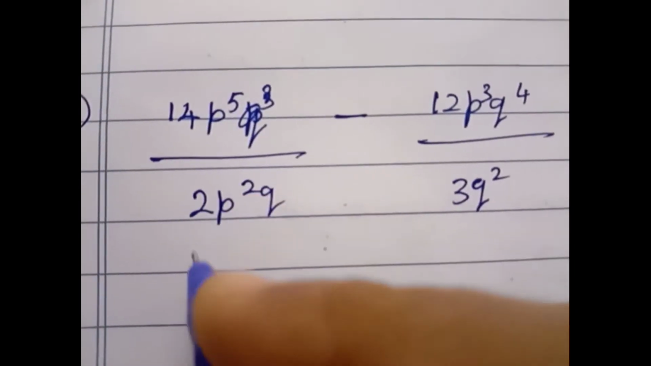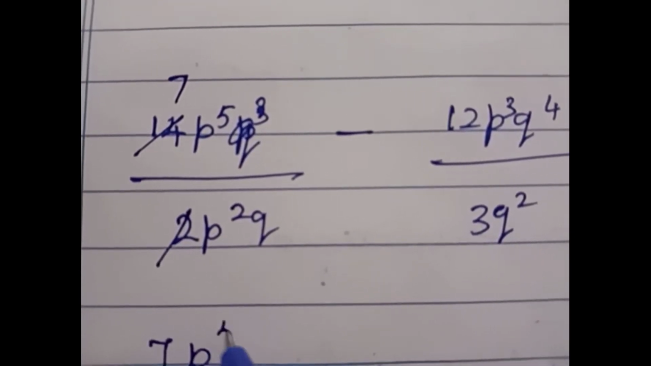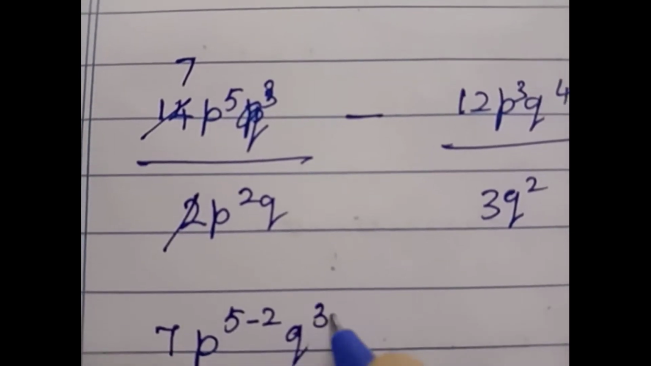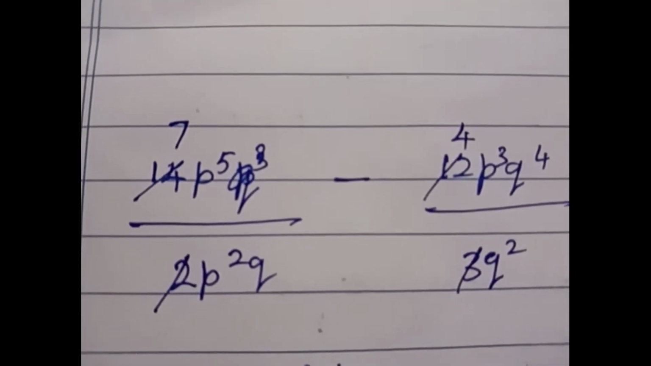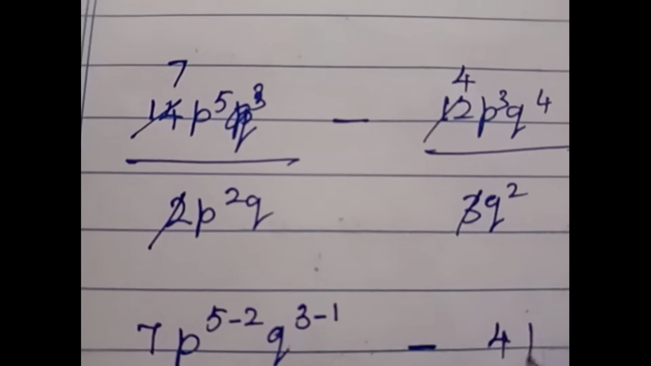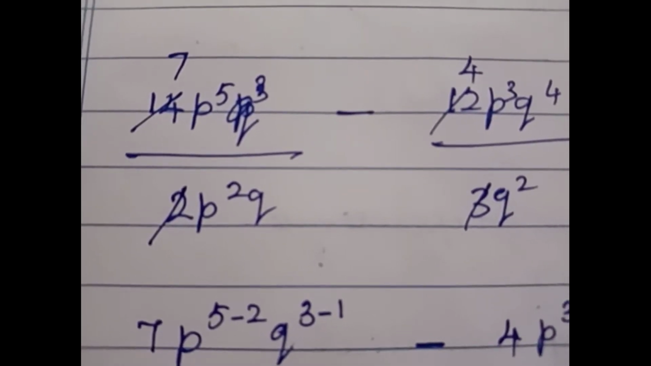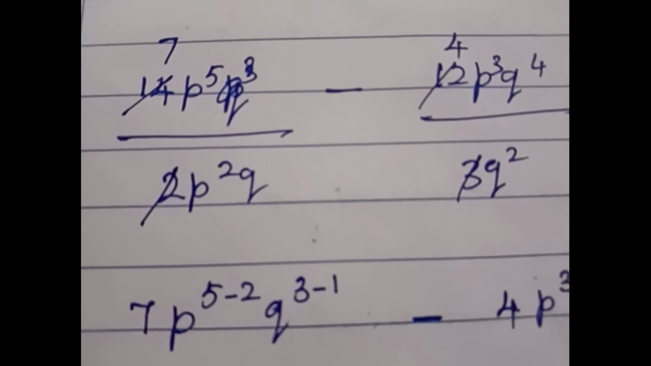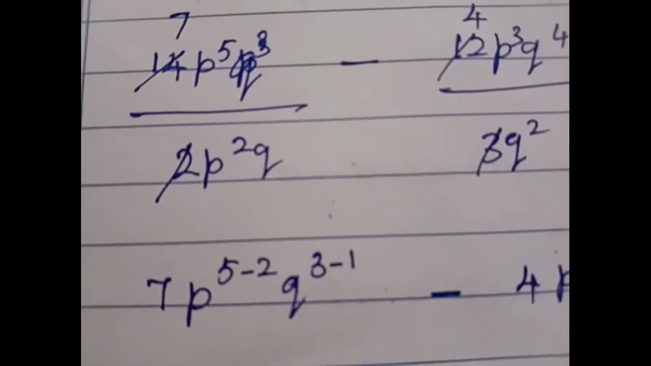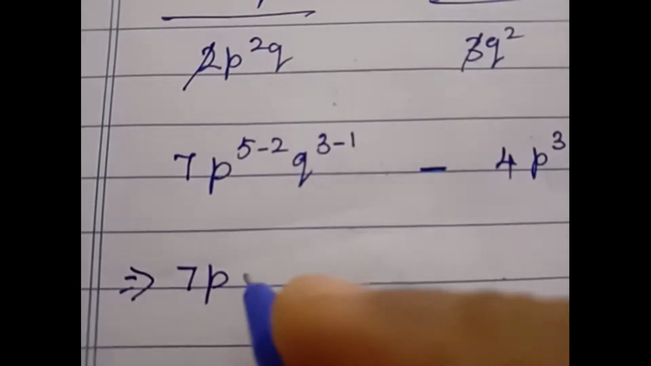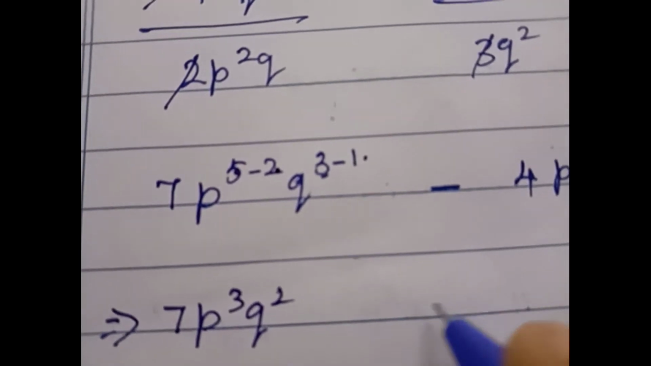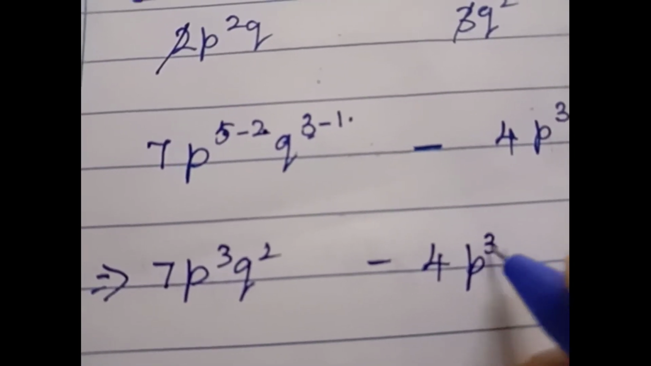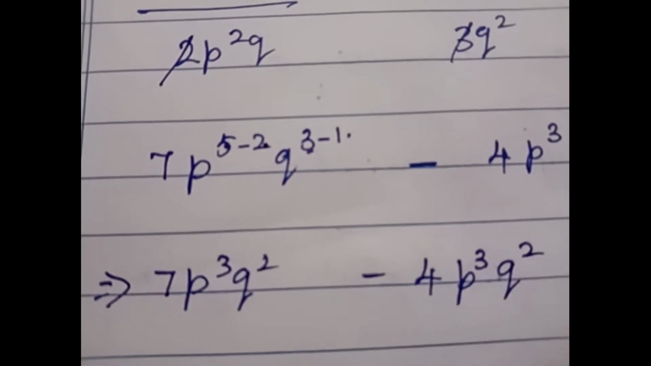Next question, we can cancel: in the 2 table, 2 sevens are 14, so 7 p power 5 minus 2, q power 3 minus 1, minus, in the 3 table, 3 fours are 12, so 4 p power 3 q power 4 minus 2. Which is equal to 7 p power 5 minus 2 is 3, q 3 minus 1 is 2, minus 4 p cube q 4 minus 2 is 2.